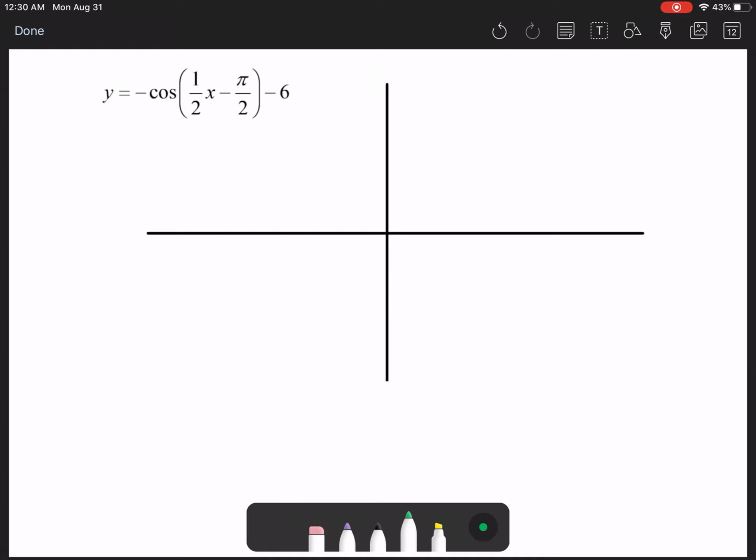All right, so I'm going to factor out the 1/2. So we have y is equal to negative cosine 1/2 times x minus, we're dividing when we factor.